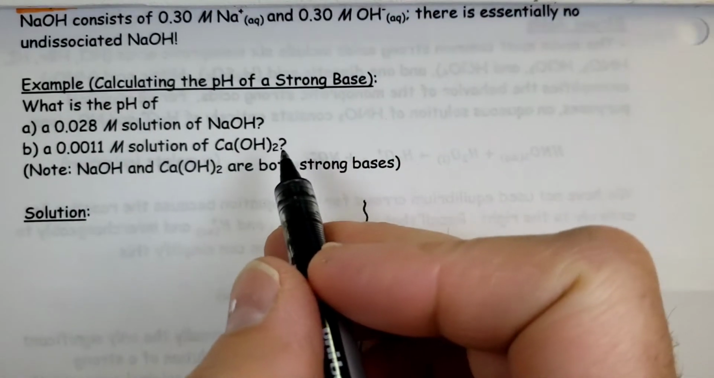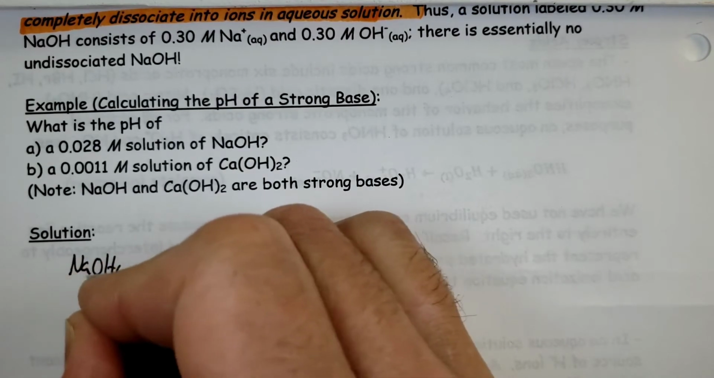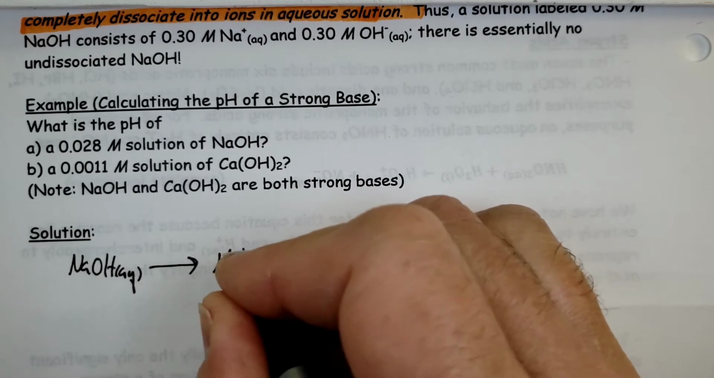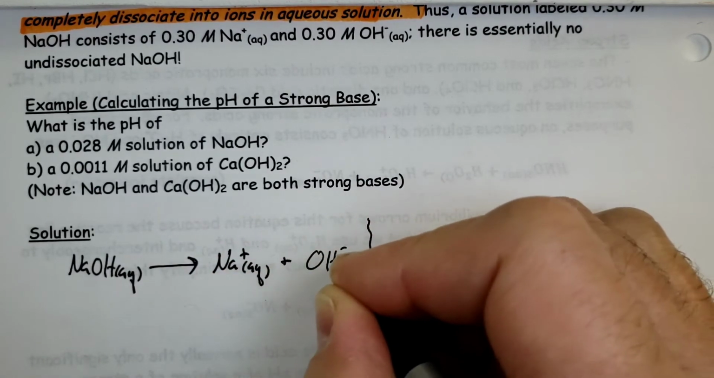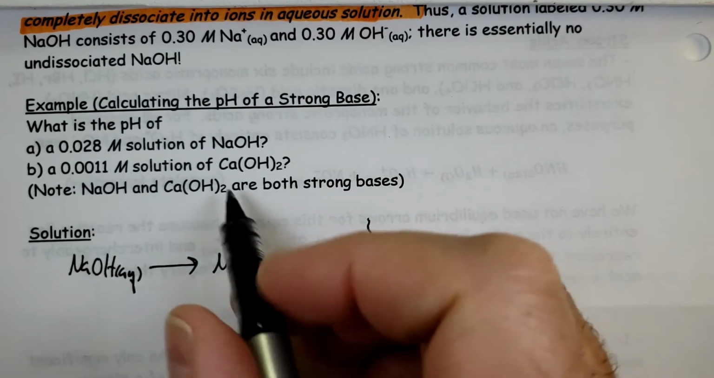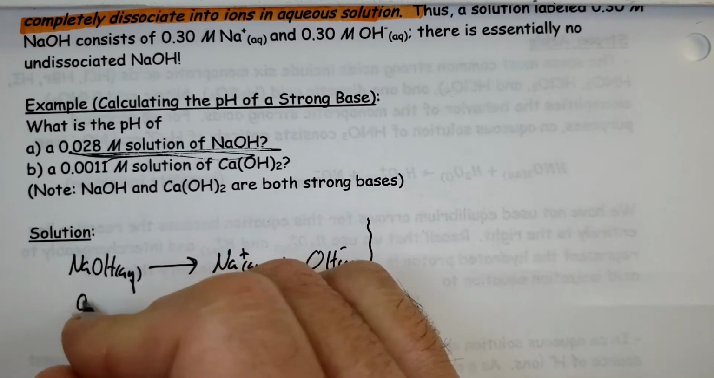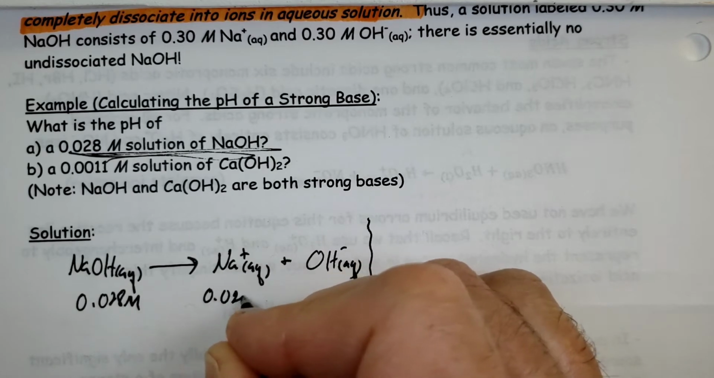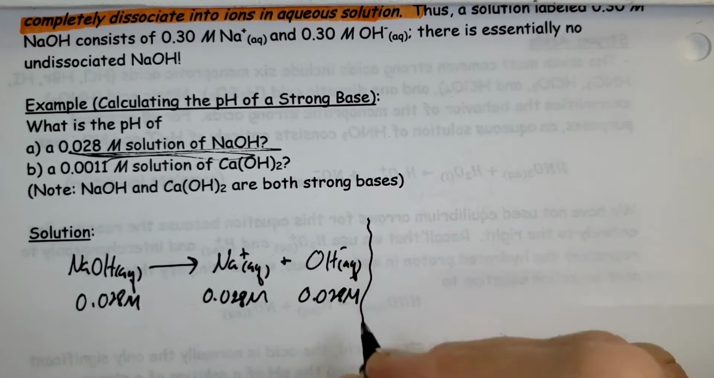So sodium hydroxide, we can see here, breaks down or dissociates into sodium ions and hydroxide ions. And it's 1:1, right? Because sodium is Na+, hydroxide is OH-. So if I know the concentration of sodium hydroxide that I'm working with, it is equivalent to sodium and hydroxide.